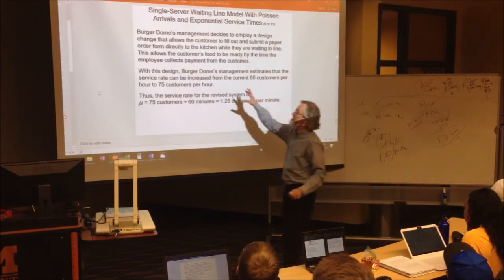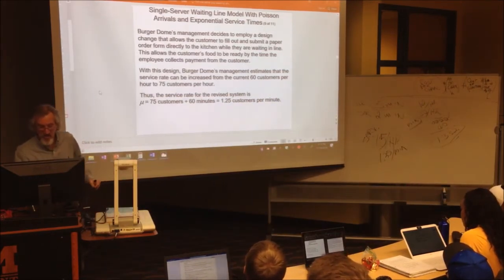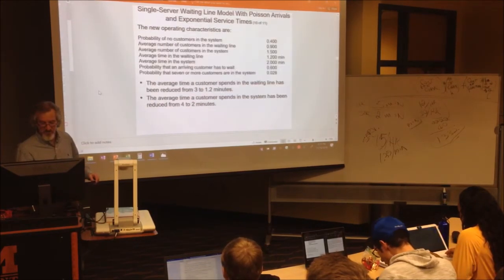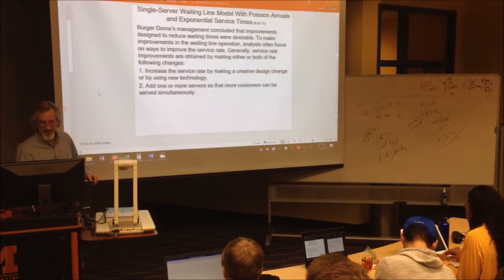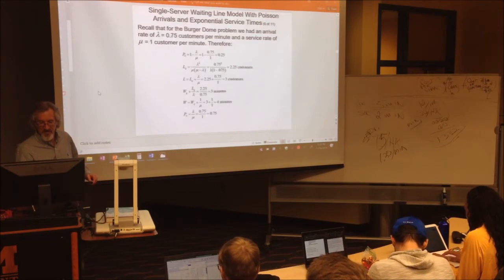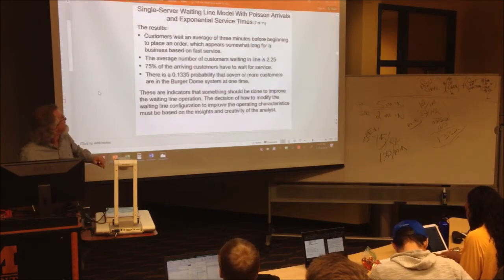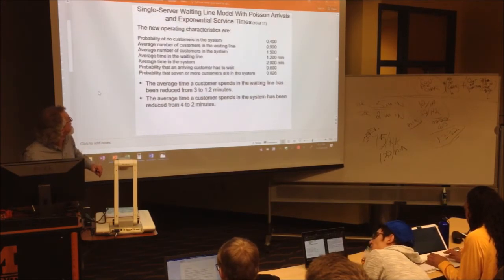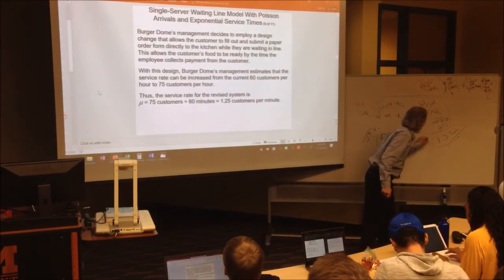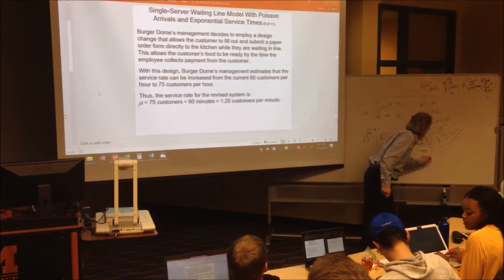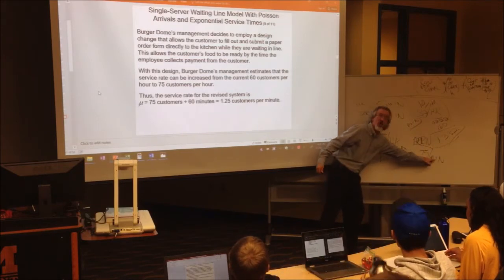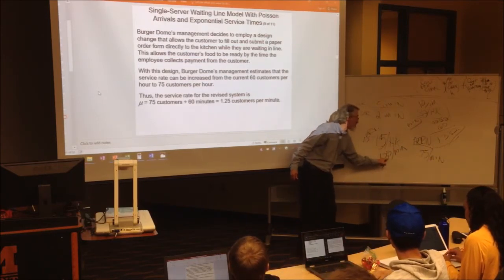The arrival hasn't changed, but I don't know it off the top of my head, but we'll see it here. What was the arrival from the previous problem? The arrival is 0.75. So when we get to 0.75 per minute, okay, this is where we're at. Arrivals are 0.75 per minute. This is a rate. This is how many per minute. This is a rate, 1.25 per minute.